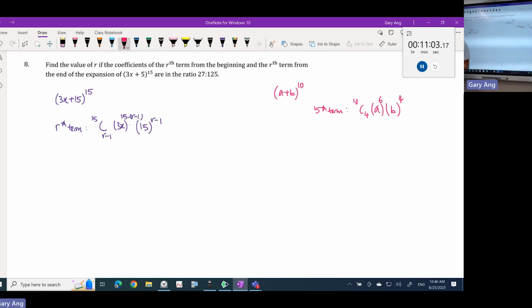The fifth term from the front is 1, 2, 3, 4, 5. The fifth term from the back is how many terms from the front? Why do we need to know that? Because we need to calculate NCR, correct? So we need to know the position number.